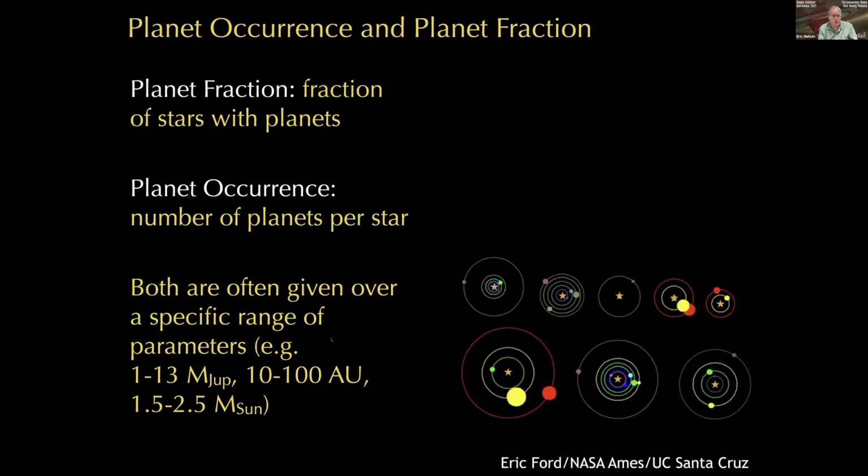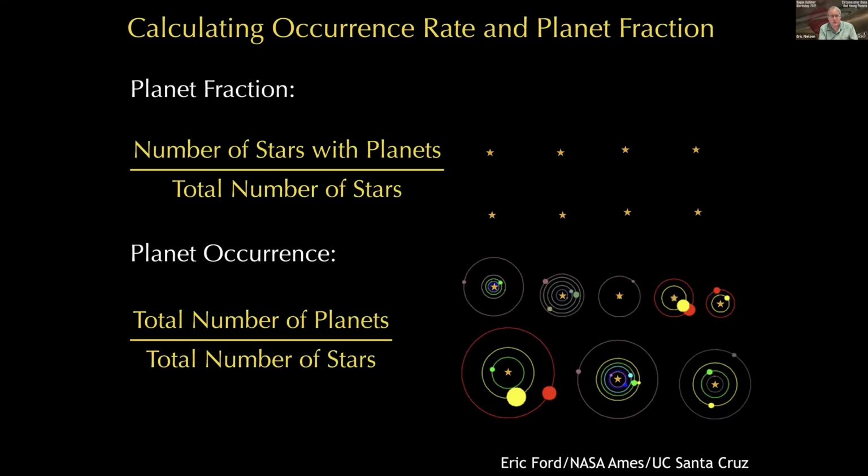And both are usually given over a specific set of parameters, usually based on the survey we use to get these numbers. And so in the direct imaging case, usually you see numbers like 1 to 13 Jupiter masses, 10 to 100 AU, orbiting stars between about 1.5 and 2.5 solar masses, the planet occurrence rate for that subset. And in terms of calculation, these are relatively straightforward fractions. For planet fraction, you would just count the number of stars with planets in your sample, count the total number of stars in your sample, divide the two, and that's your planet fraction. Planet occurrence, you would count the total number of planets, divide by the total number of stars, and that's your planet occurrence. And so it seems straightforward, but of course, life is never quite that simple.